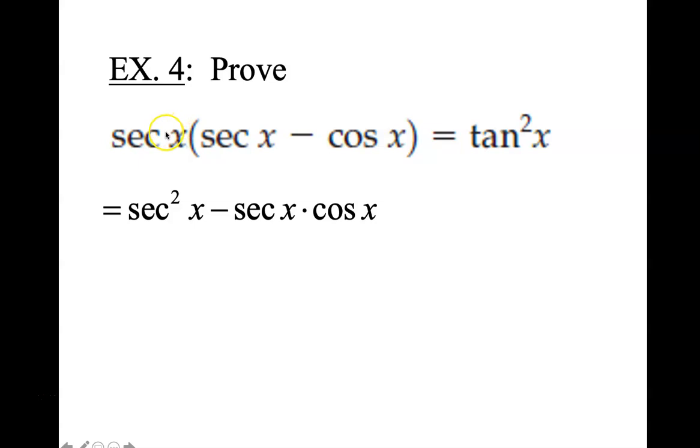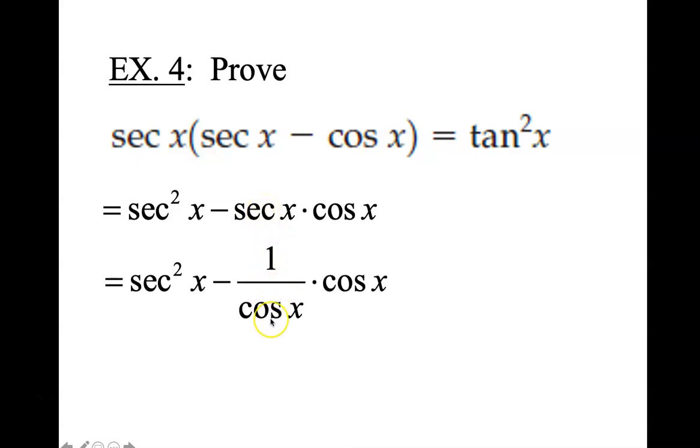So I distribute secant times secant. I get secant squared. Secant times a negative cosine gives me minus secant cosine. So why did I choose this method? Well, because I know that secant is the reciprocal of the cosine, so I can write this secant as 1 over the cosine. Well, what does that do? These two cosines cancel, leaving me with just secant squared minus 1.